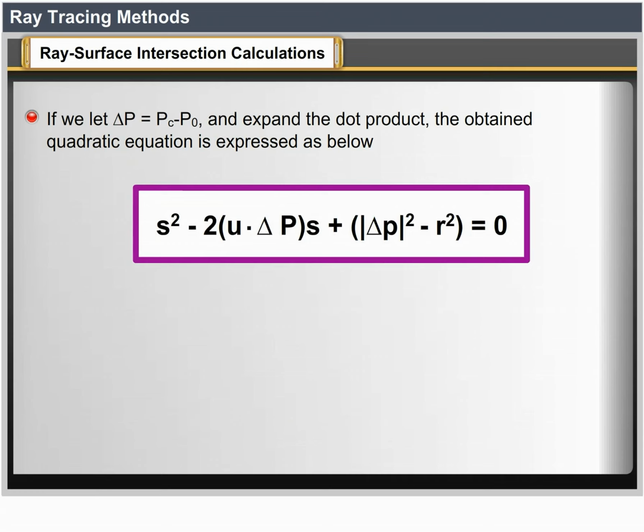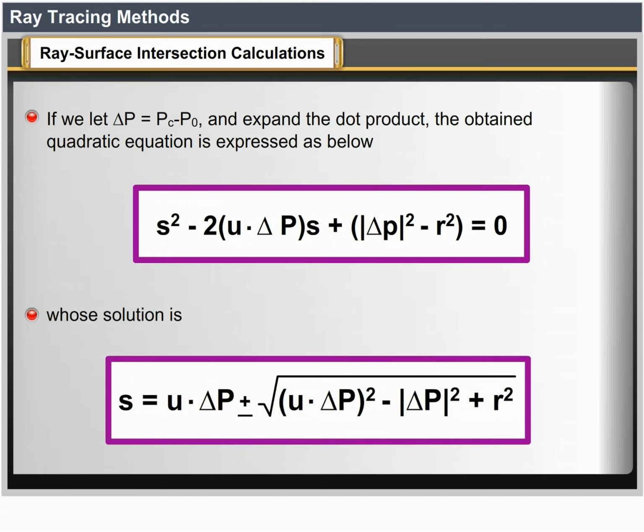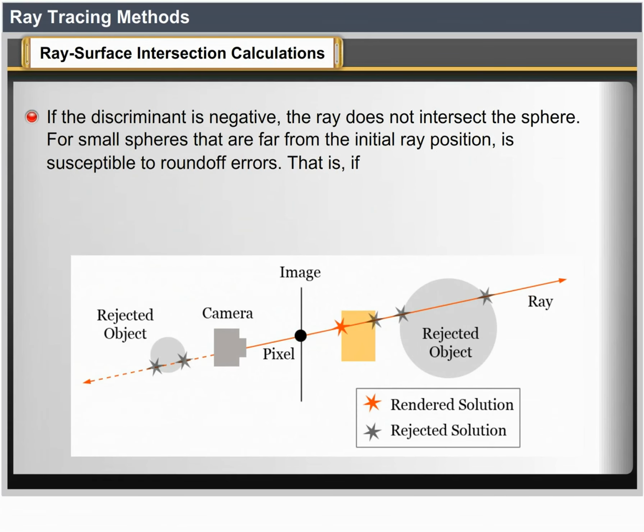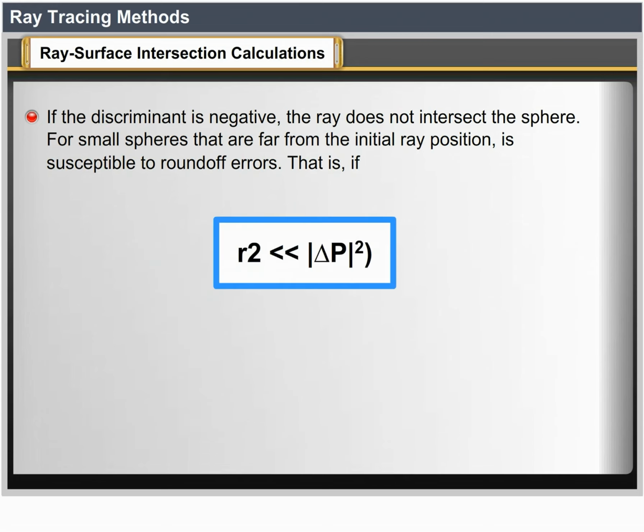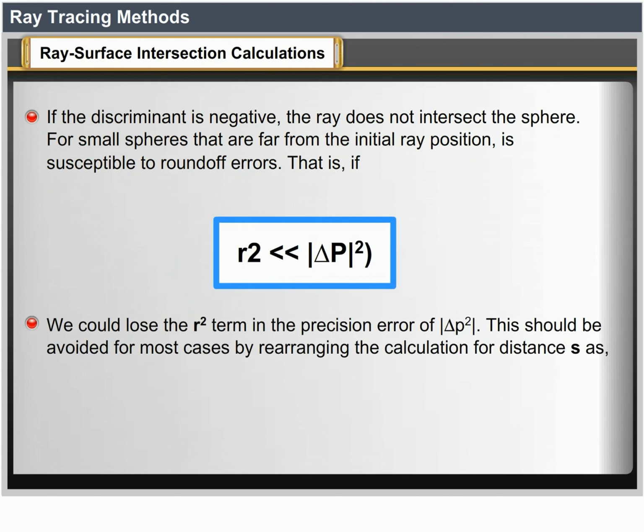whose solution is S equals U into delta P plus or minus square root of U and delta P squared minus mod delta P squared plus R squared. If the discriminant is negative, the ray does not intersect the sphere. For small spheres that are far from the initial ray position, this is susceptible to round-off errors. That is, if R squared is much less than mod of delta P squared, we could lose the R squared term in the precision error of mod of delta P squared.